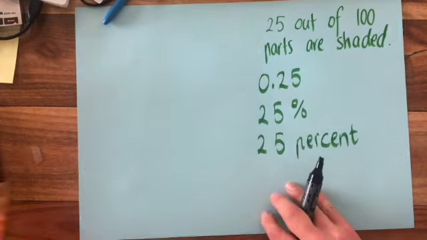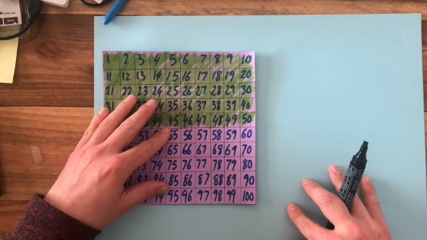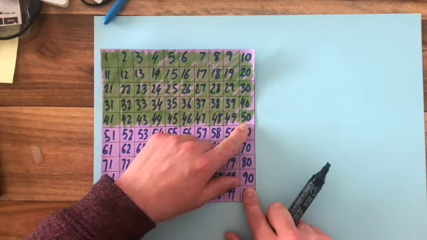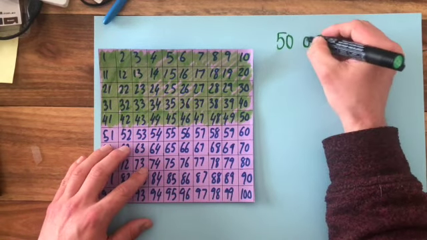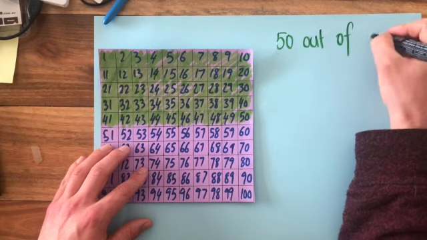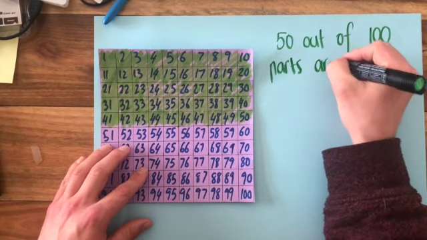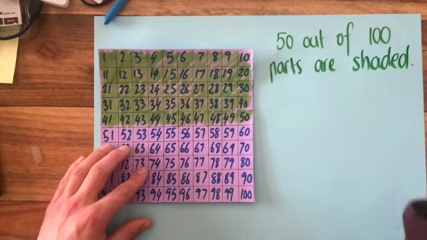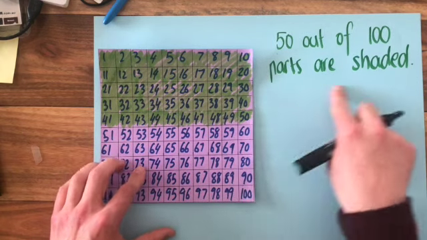Let's try another example. We've got another example here. We've got 100 parts again, but this time 50 are shaded in. So the first statement that I can write is 50 out of 100 parts are shaded. Now, if you disagree, pause the video and have a real think. There are 100 parts and 50 are shaded. So this is true.